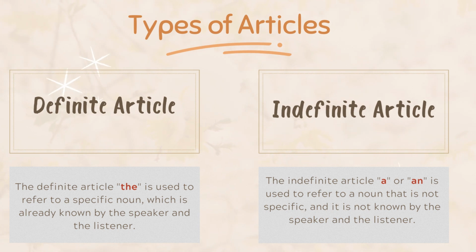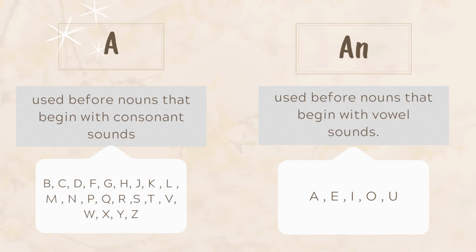Also, it is important to note that the word a is used before nouns that begin with consonant sounds, and the word an is used before nouns that begin with vowel sounds. Let us see some examples.